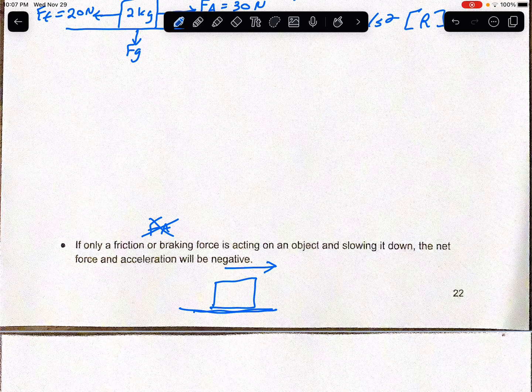If you're in a car and you press the gas, you have an applied force. But if you just let off the gas and let friction slow you down, or you press the brakes, the only thing present is a frictional force that's trying to slow you down. So in this case, your net force would be negative because the only force is going against you. Basically, if there is no applied force, the only force there is negative because it's going against you.